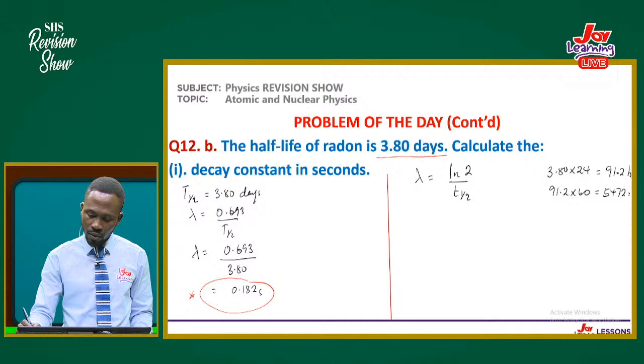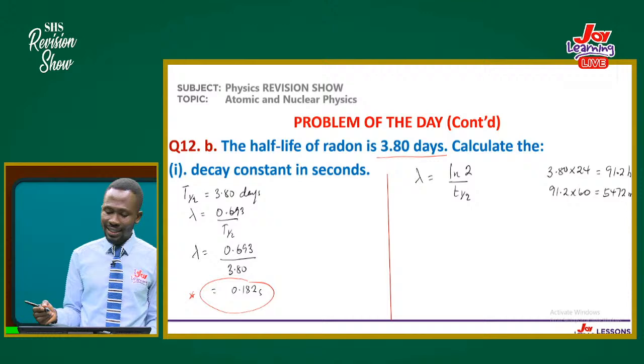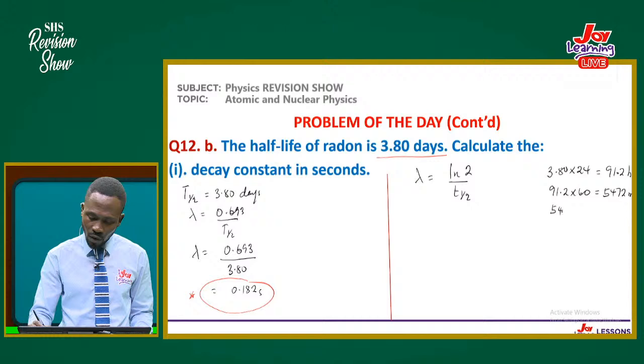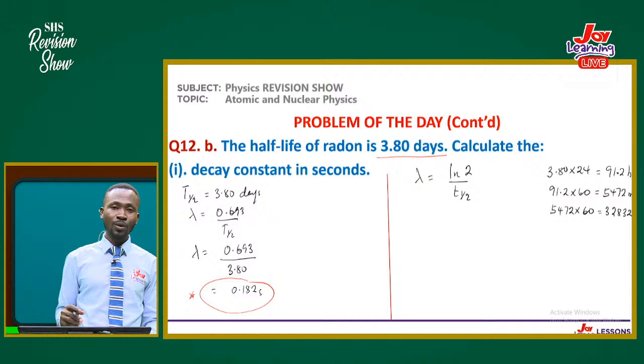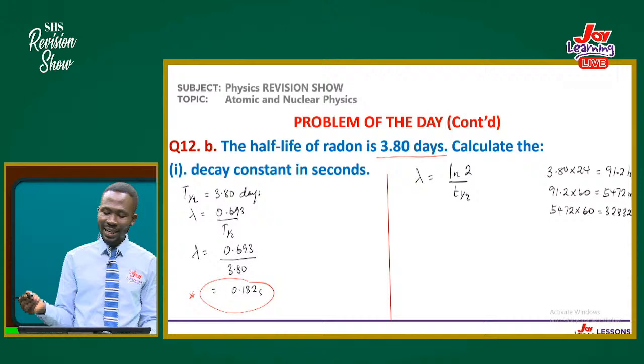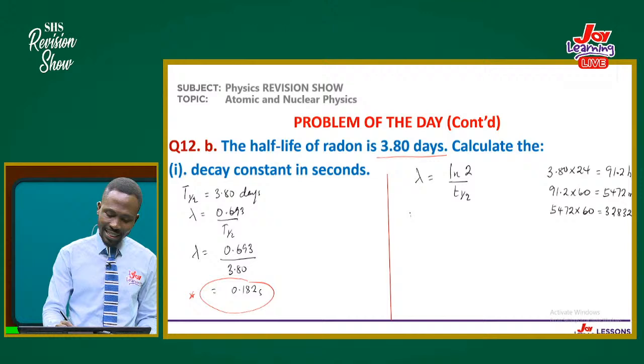Now, 60 seconds will give us 1 minute. So we're going to change from minutes to seconds. We're going to get 5472 times 60 again. And that gives us 328320 seconds. So if you are watching Joseph, you realize that the value for the half-life in seconds will be 328320 seconds.